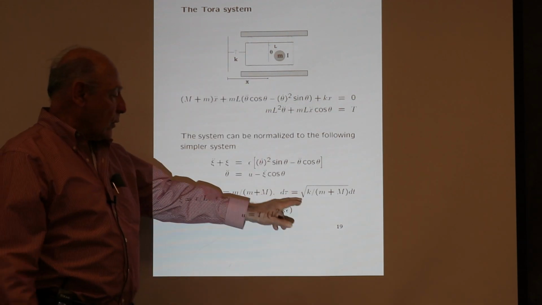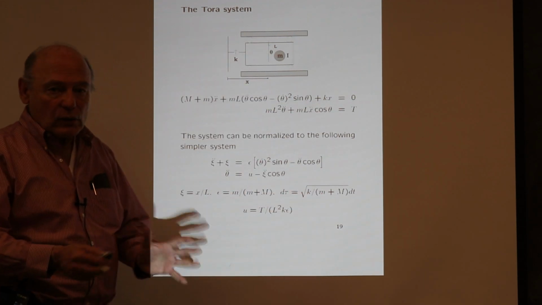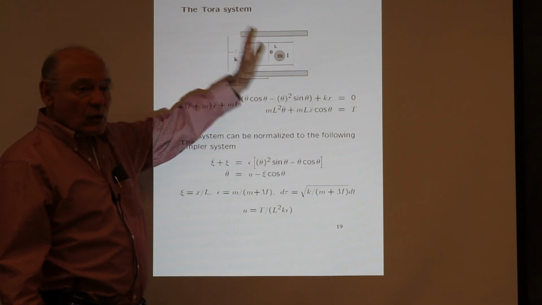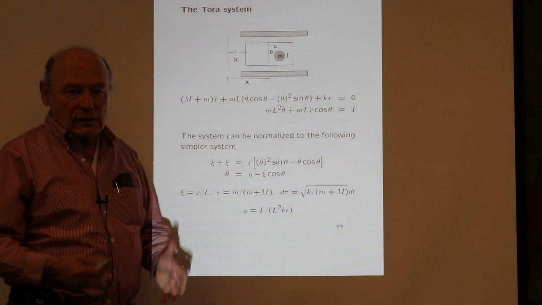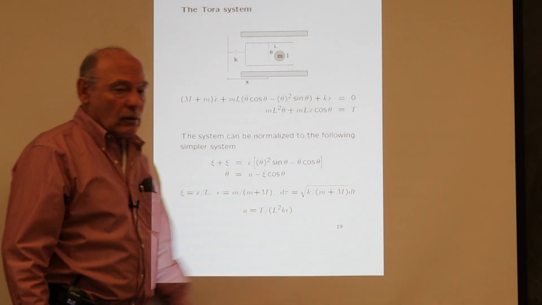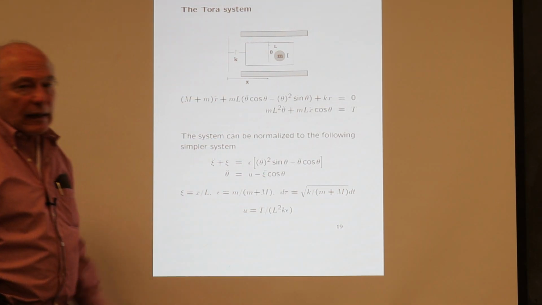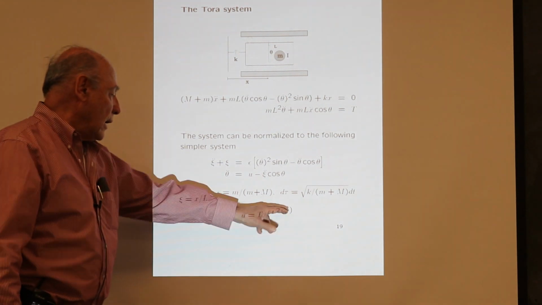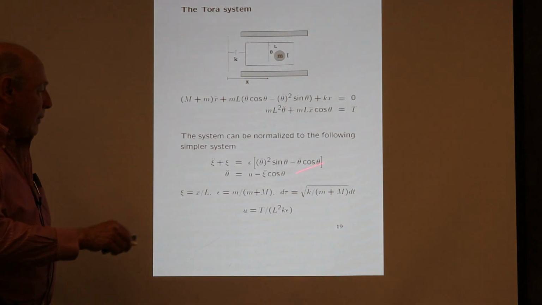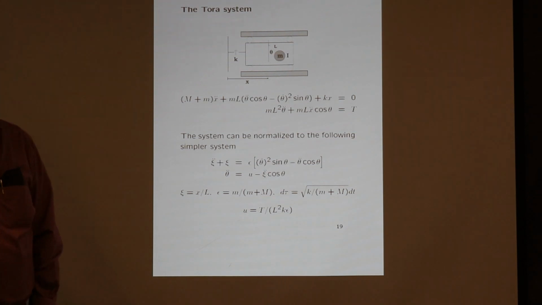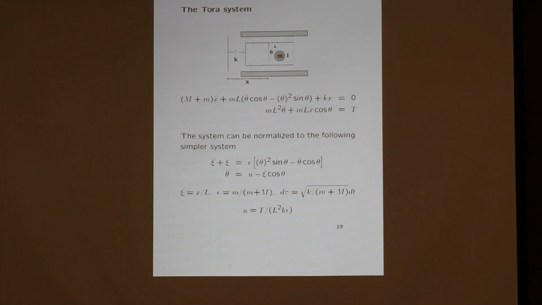That square root of k over the sum of the masses gives you the natural frequency of this oscillator. So you take that as a measure of time in terms of the original time, and your control, which is a torque, can also be scaled down in terms of k and epsilon and L. So you have a simpler structure, a simpler view of your system in a normalized manner.